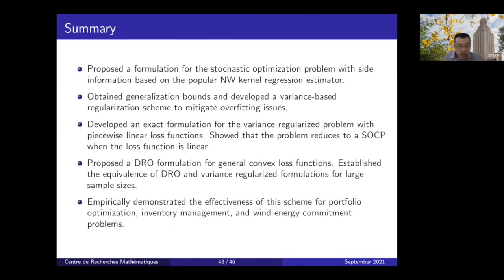All right, so that concludes the talk. Let me summarize. Here, we propose a formulation for the stochastic optimization problem with side information based on the popular Nadaraya-Watson kernel regression estimator. We obtain generalization bounds and develop a variance-based regularization scheme that mitigates overfitting issues. We derive a tractable distribution robust optimization formulation, which is solvable as a convex program. And then empirically, we demonstrated the effectiveness of the regularization schemes on three applications in portfolio optimization, inventory management, and wind energy commitment problems.